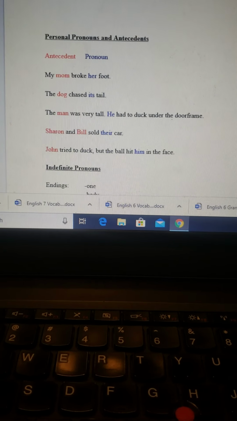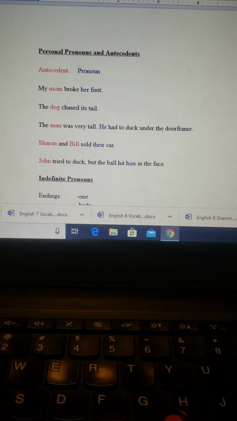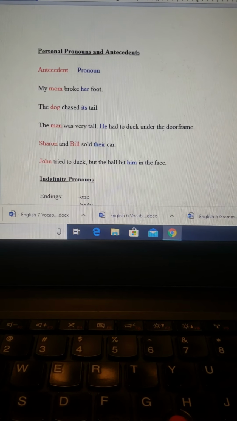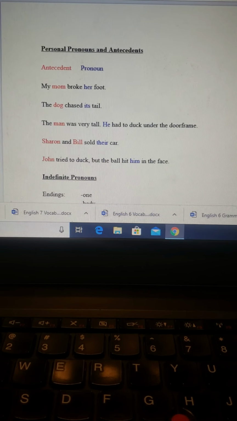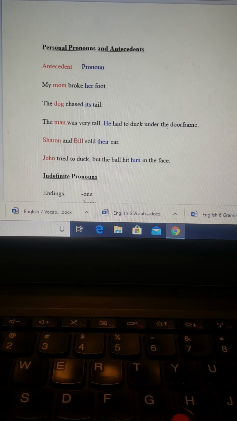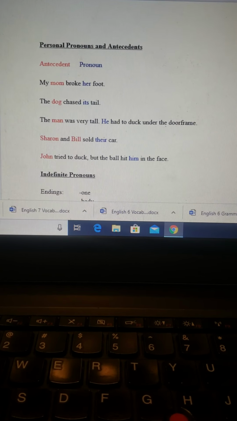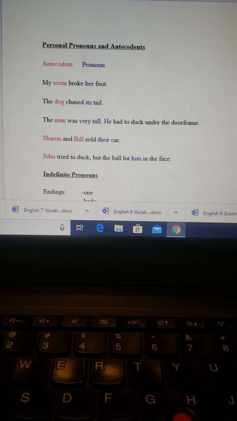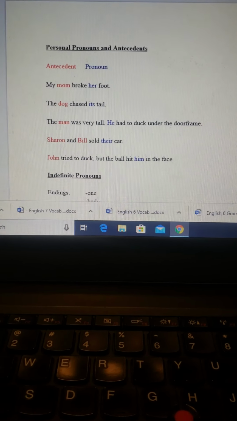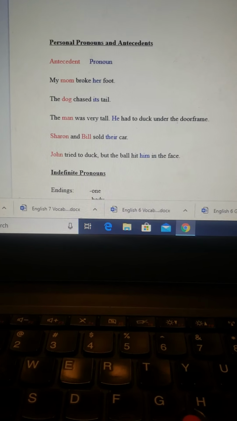I've got a little key made out there at the top. Red is antecedent, blue is pronoun. You can see in those sentences there. That might be something good to screenshot and have to look at as a reference when you take a quiz or do any exercises based on this. So antecedent, again, that ante prefix means before, okay? At the top, at the key, I've put the antecedent before the pronoun.